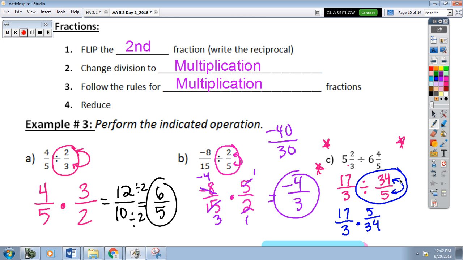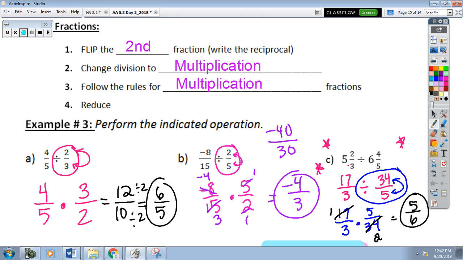And again, I would probably cross-reduce because I like to. 17 times 2 is 34. So if we divide 17 by 17, you get 1. Divide 34 by 17 and you get 2. We'll get 5/6. If not, you would get 85 over 102 and then reduce that and get 5/6.